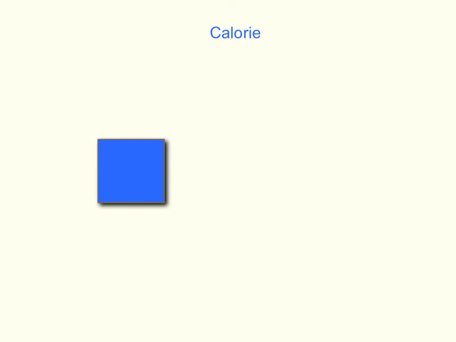Well, what's a calorie, you ask? A calorie is a unit that we can use to measure heat energy. And what I'm going to explain is how we came up with the unit of a calorie.